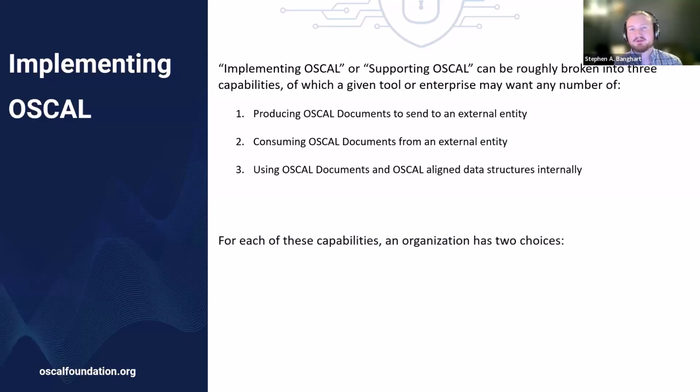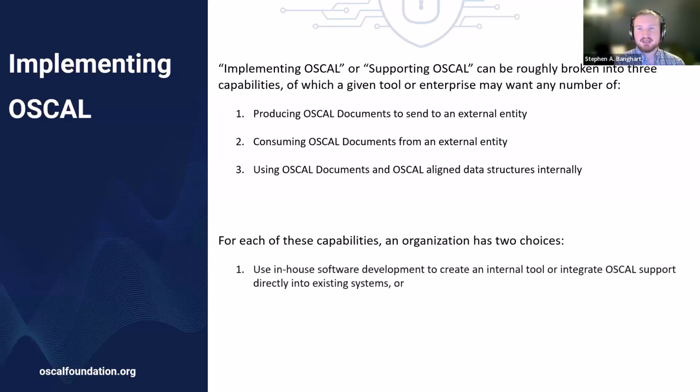We're going to talk about what each of those capabilities really mean, but once you've identified the capabilities that your implementation needs, you have one of two choices for each of them. You can use in-house development, whether that's you as an individual or some team at your organization, to create the feature sets that you need to support that given capability. Or you can purchase a tool or system from a vendor. And for each of these three capabilities, those are the two paths that you can take to get there.